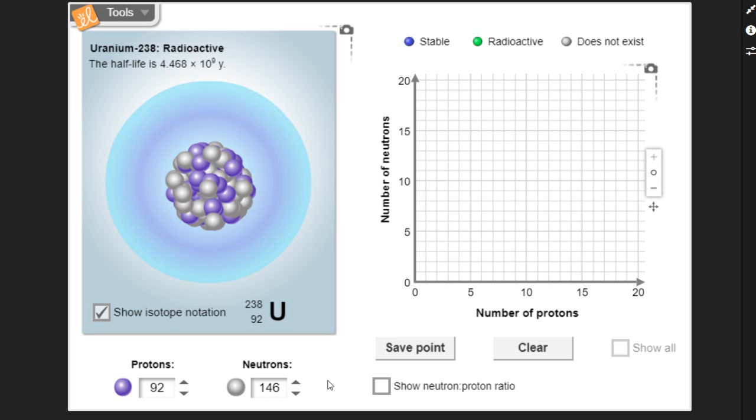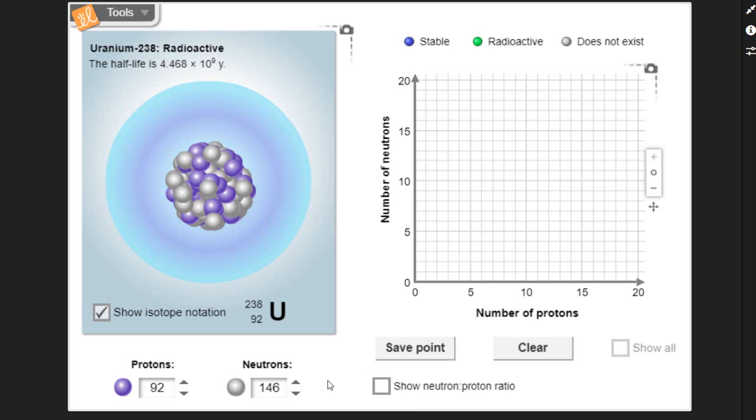So what are some of the 92 on? Uranium, Amera-something, I don't know all of their names, plutonium. They just keep on going, all the way to 118. Does that make sense? Okay.